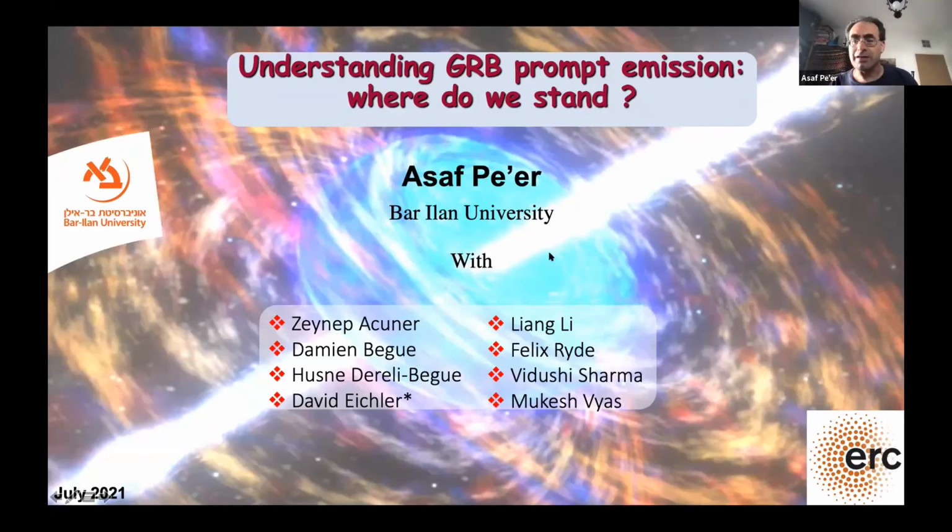Okay, so the title is Understanding GRB Prompt Emission: Where do we stand? I made it kind of general based on the request, and there is a list of collaborators who might speak about the works. Zeynep, Damian, and Husna, who are here. David Eichler, as you know, just passed away a few weeks ago, unfortunately. Yang Li, Felix Wright, of course, Vidushi Sharma, and Mukesh Vyas, who work with me.